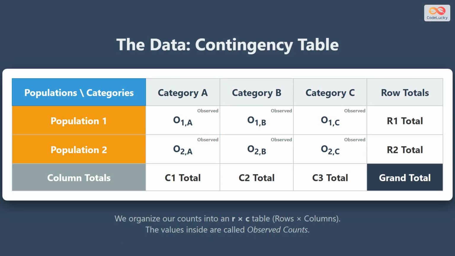To organize our data, we use a contingency table. The rows typically represent our different populations or groups, and the columns represent the categories of the variable we are measuring. The numbers inside the table are called the observed counts. We also calculate row totals, column totals, and the grand total of all observations.